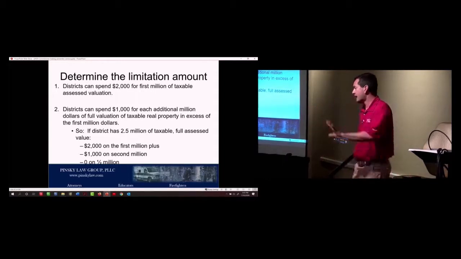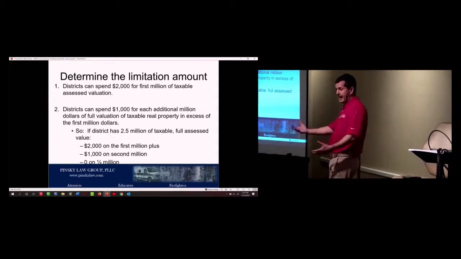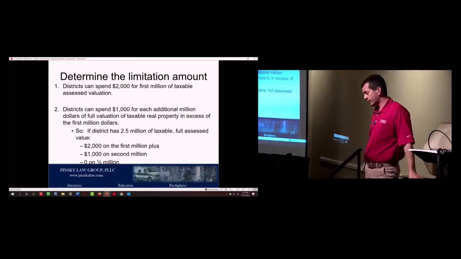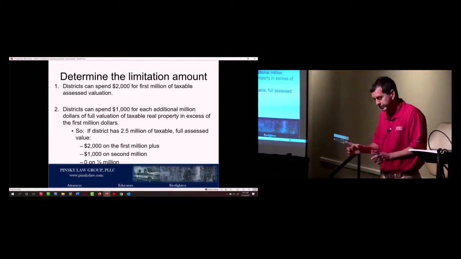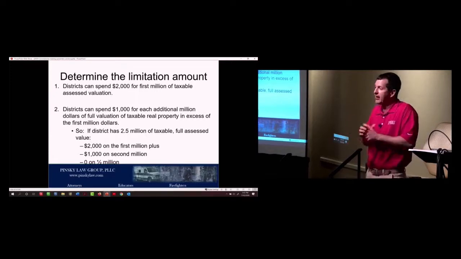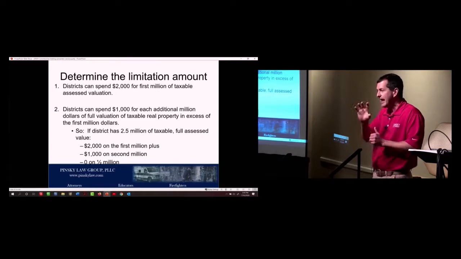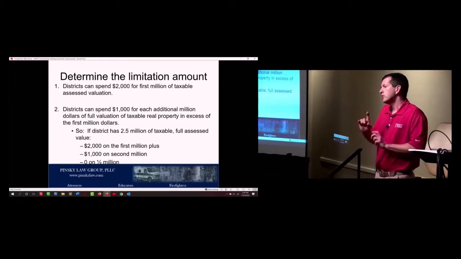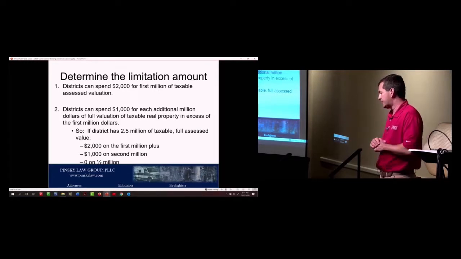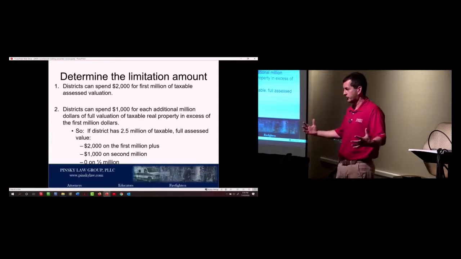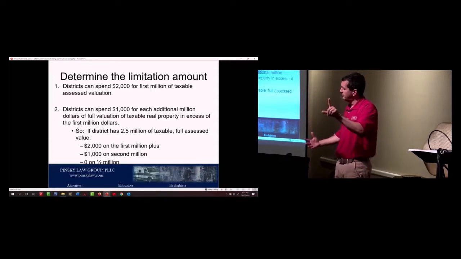$2 million. Okay, and now because people need God, we build a church. Church of whatever, I don't care. We're non-denominational here. And so the church is valued and assessed at $1 million. So we have a church at $1 million. We have two houses at $1 million each. What is the taxable value of your district?